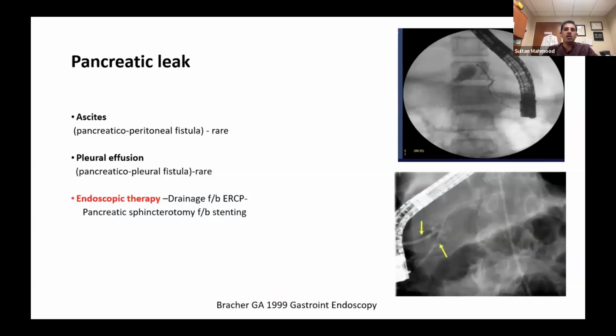Another complication that you can see is a pancreatic peritoneal fistula causing persistent ascites, which is not responding to NJ feeding. That is the case where we can place a pancreatic stent. The same goes for a pancreatic pleural fistula too, where we can do an ERCP and put a stent in to provide drainage of the pancreas into the GI tract and help with the leakage caused by the pancreatitis.